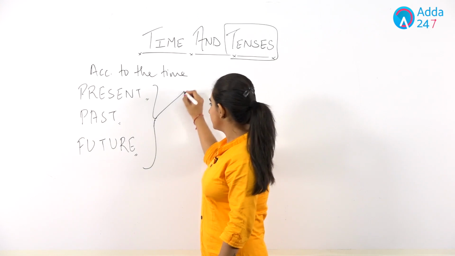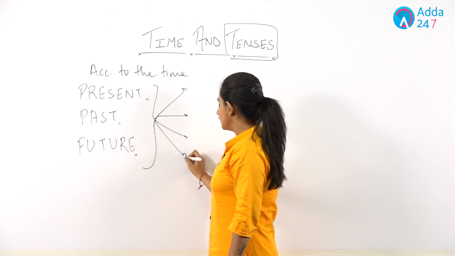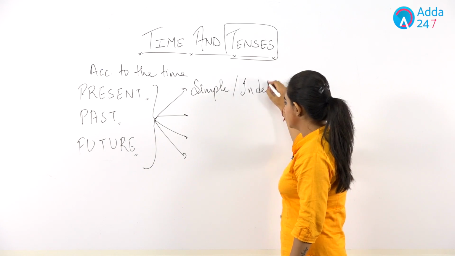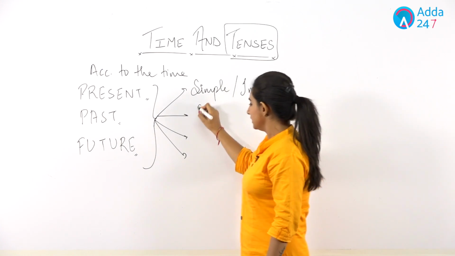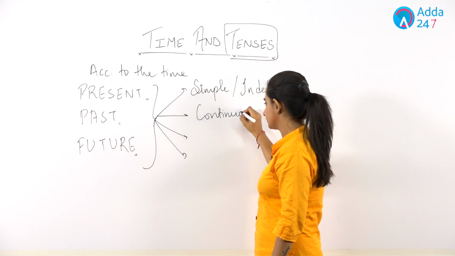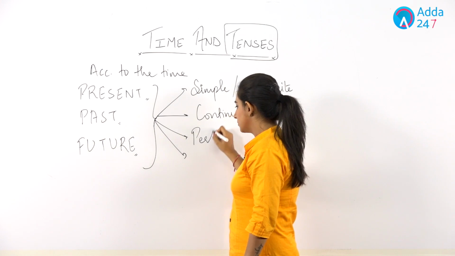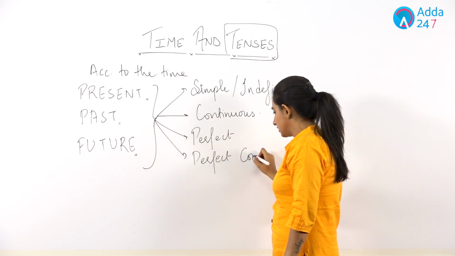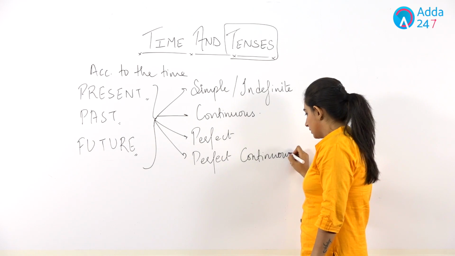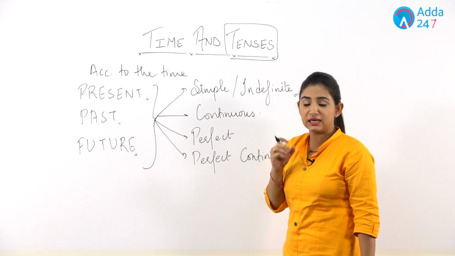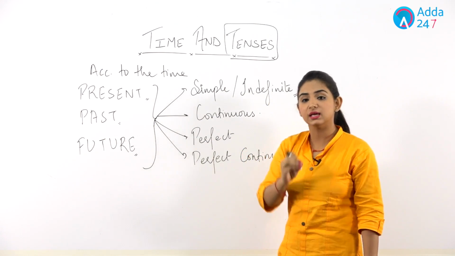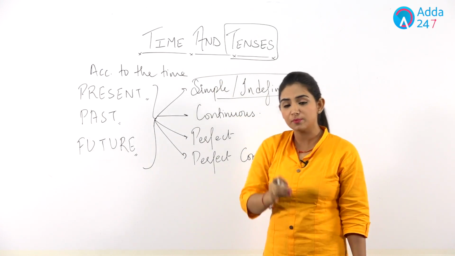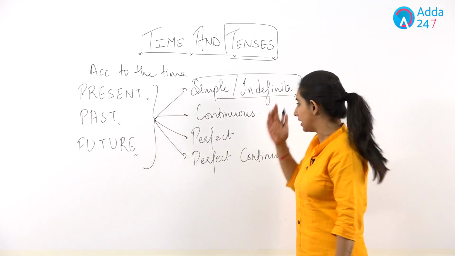Now these can further be divided into four parts. The first is simple tense, or you can call it indefinite. Second is continuous tense. Third is perfect tense and the last is perfect continuous tense. If we talk about simple or indefinite, indefinite says when anything is uncertain, and here the time of the task performed or the work performed is uncertain or unsure, you're unsure about it.